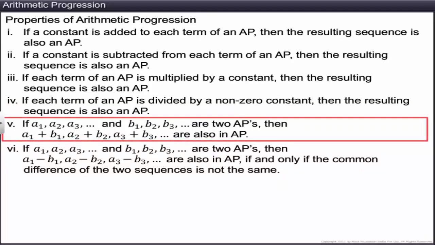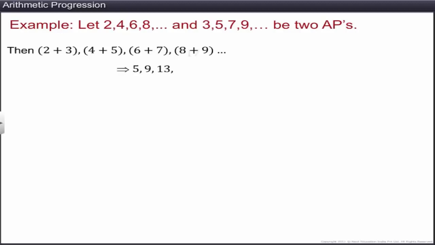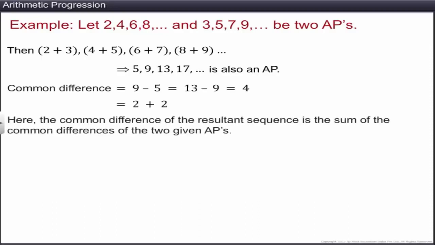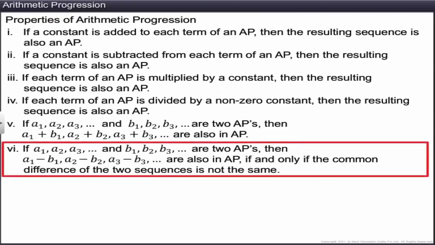Let us consider two arithmetic progressions, 2, 4, 6, 8 and so on, and 3, 5, 7, 9 and so on. On adding the corresponding terms of the two arithmetic progressions, we get the sequence of terms 5, 9, 13, 17 and so on. This is also an arithmetic progression. Observe that the common difference of the resultant sequence is the sum of the common differences of the two given arithmetic progressions. Similarly, if the corresponding terms of two arithmetic progressions are subtracted, then the resulting sequence is also an arithmetic progression, provided that the common difference of the two given sequences is not the same.